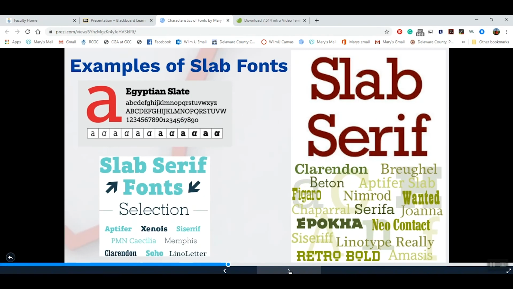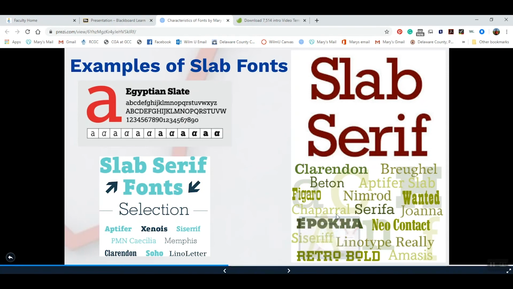So here's some examples of some slab fonts. This one would be a slab serif because it's got the little curls at the end. This one, again, is a slab serif. It's got the curls at the end, but it's very, very thick. All right, so this is a slab serif. It's very thick.